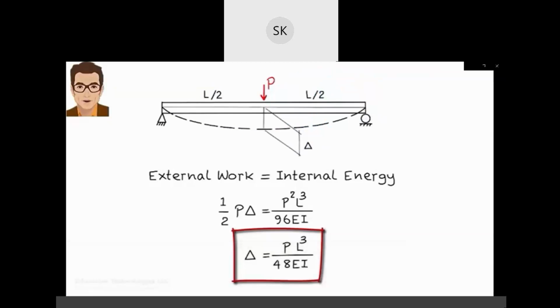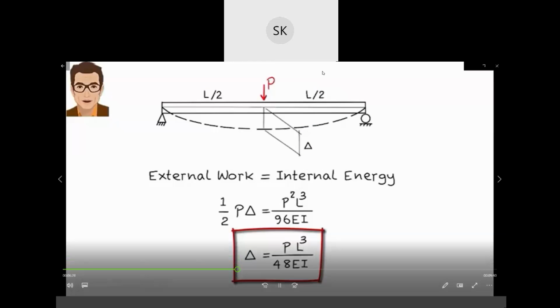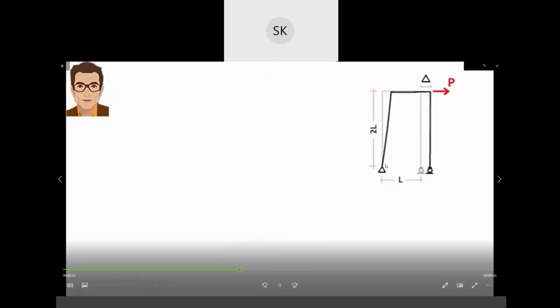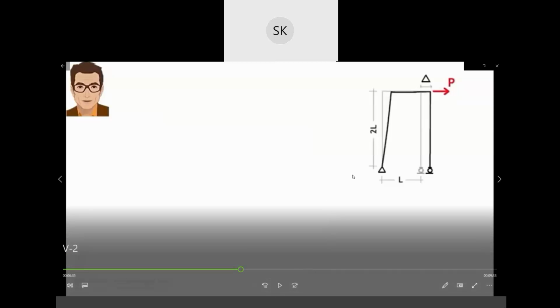Let's wrap up our discussion on the work energy principle by examining its use for determining the deflection of a frame subjected to a concentrated load. The expression for external work is not easy to obtain for a frame, rather it is not in your course, but let's discuss frames also. As we are discussing this method, let's discuss the frames also. So this is a frame. Simply supported frame. It is supported at a roller at one end and hinged at one end.